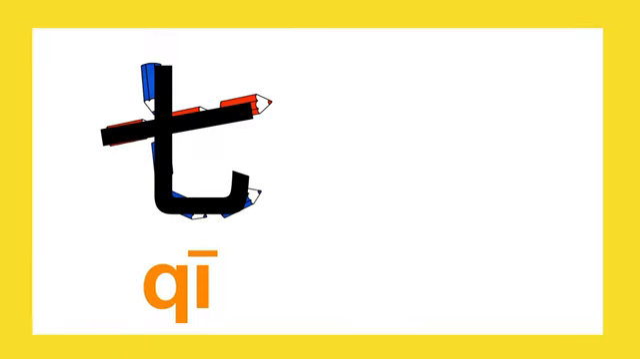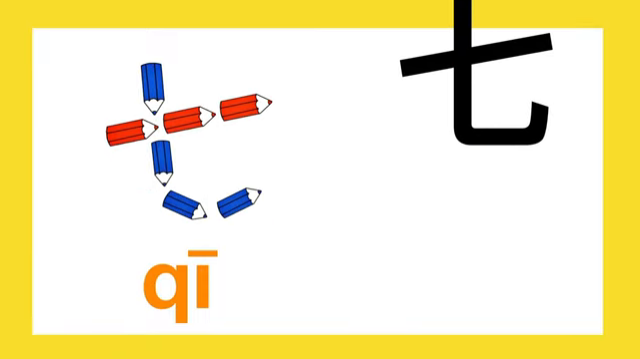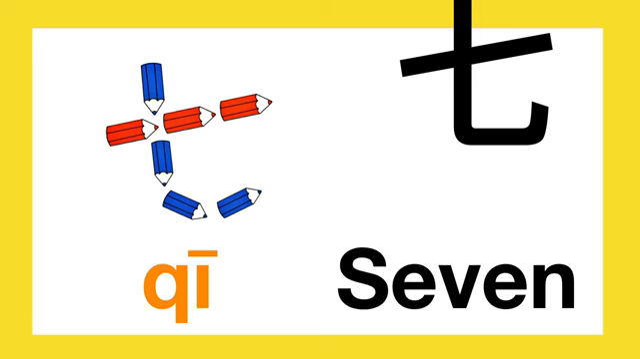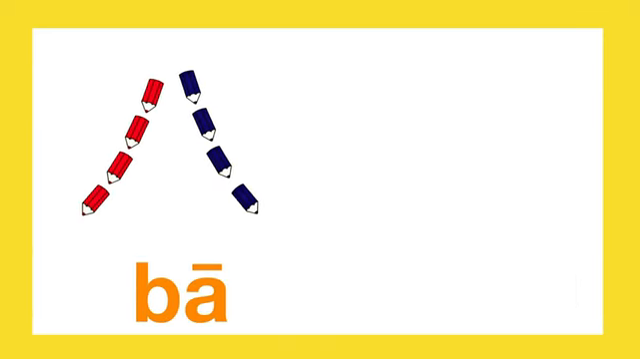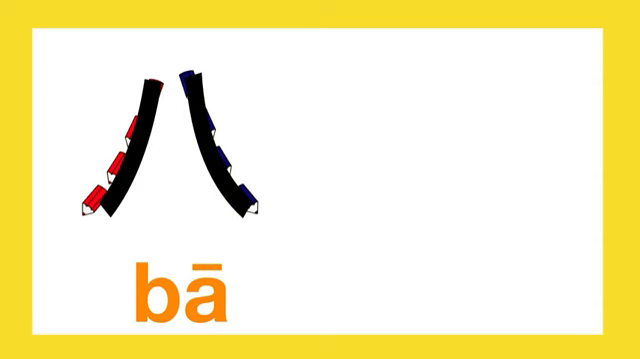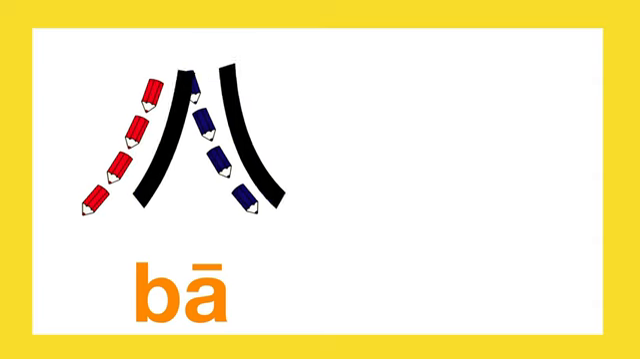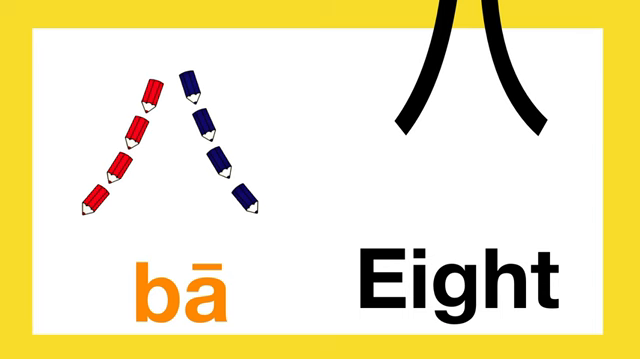This is the character for number 7. It looks like a hook. It looks like 7 pencils in the shape of a hook. This is the character for number 8. It looks like a mountain. It looks like 8 pencils in the shape of a mountain.